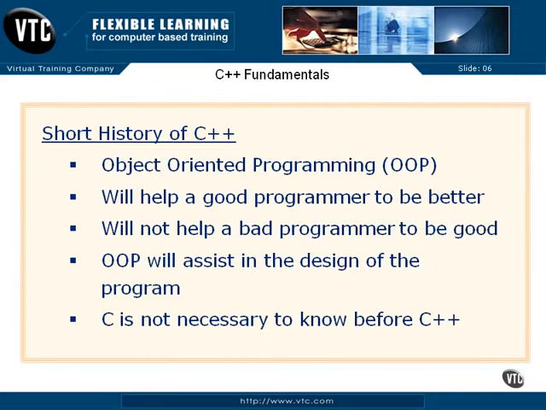C++ primarily adds the object-oriented programming paradigm, a totally new way of thinking about how to design an application and how to get it to do what you want and not do what you don't want, how to design out the bugs. Object-oriented programming, OOP, will in most cases help a good programmer to be better. It will give a good programmer better structures to work with and better ways to think about problems as the design is developed. OOP, though, will not help a bad programmer to be a good programmer.